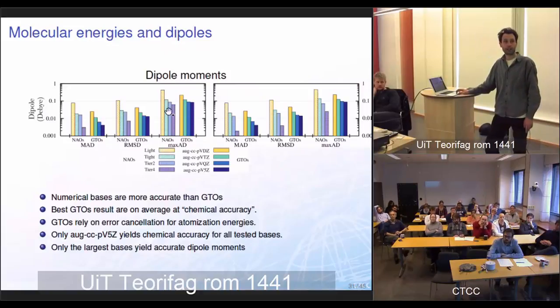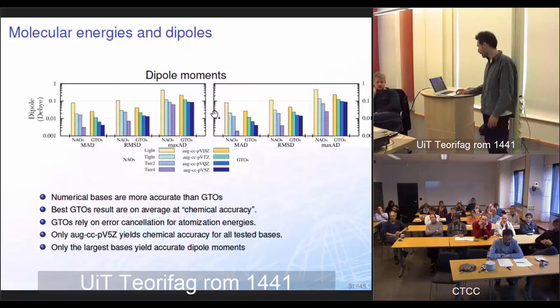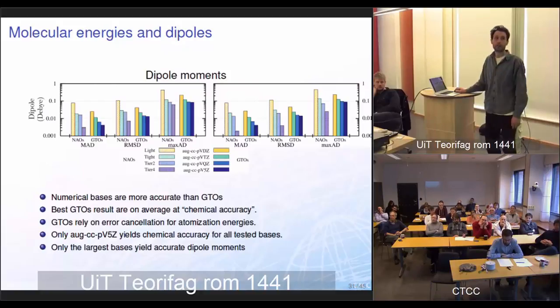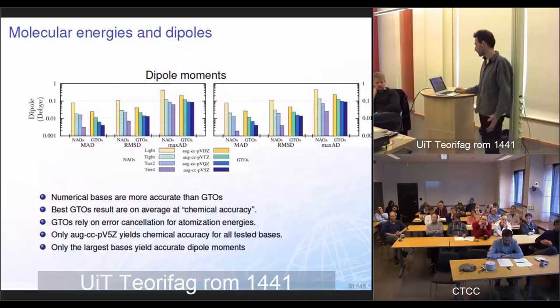On both sides you see that there are some molecules where the dipole moment is not converged to better than 0.1 debye with respect to the basis set limit. And the difference between left and right, I forgot to say, is that on the left you have PBE and on the right you have PBE0. But the trends are very similar, so you can draw the same conclusions for both functionals. It doesn't really matter much if you have exact exchange or not.